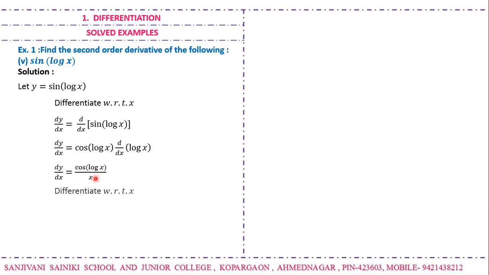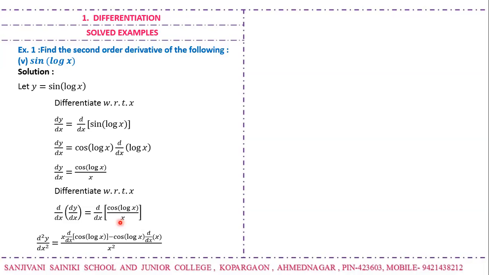Now differentiate with respect to x. So d by dx of dy by dx, that is d by dx of cos of log x upon x. Now here we have to use the quotient rule. How to use the quotient rule? One upon the square of the denominator, then denominator as it is into d by dx of the numerator minus numerator as it is into d by dx of the denominator. By using that formula, find the derivatives.